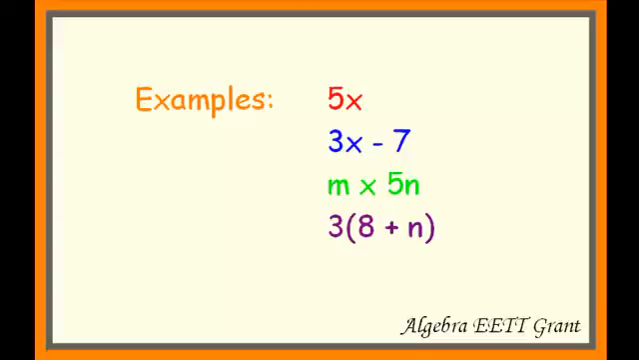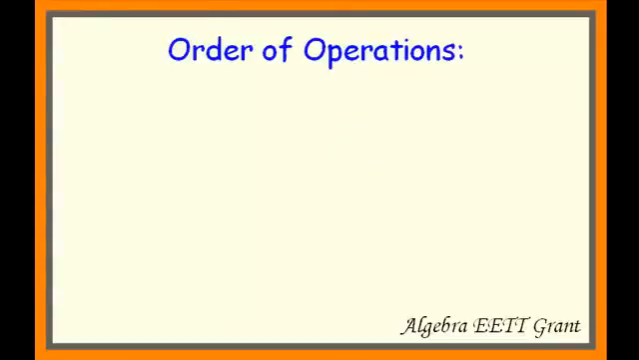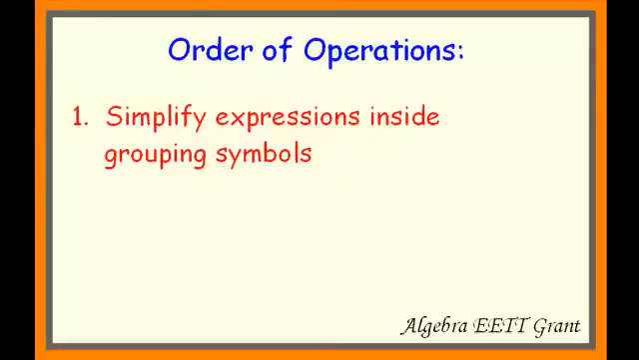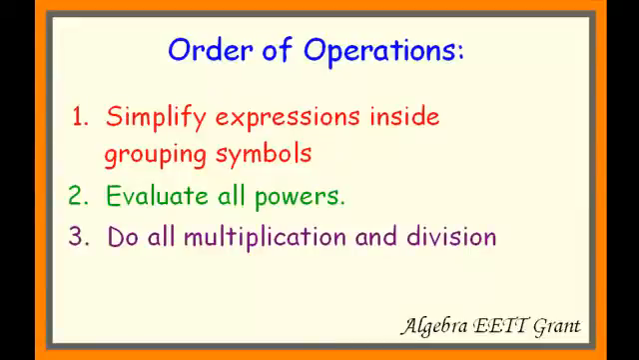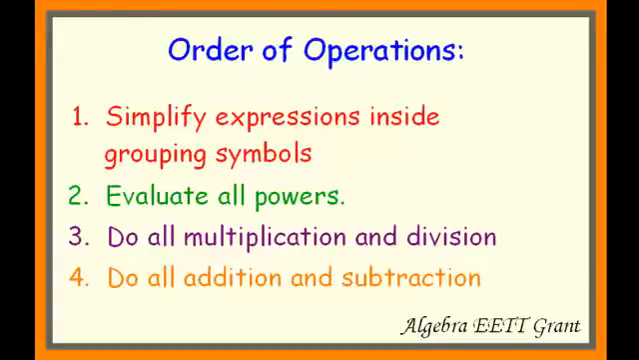Now, to simplify algebraic expressions, there are some rules that we need to remember. The order of operations. The first one is simplify expressions inside grouping symbols. The second one is to evaluate all powers. The third one, do all multiplication and division. And last, do all addition and subtraction. Now, whenever I say do all multiplication and division and do all addition and subtraction, I mean from left to right as you read the expression.